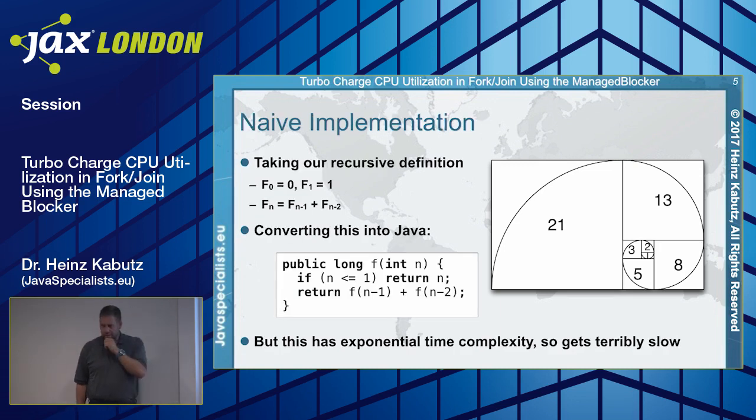Now, if you write a naive implementation like this, where you say long f(int n): if n is less than or equal to 1, return n, otherwise return f(n minus 1) plus f(n minus 2). If you have a direct conversion from maths into Java like that, you actually end up working out the previous numbers over and over again, and the computational time complexity of this function is in itself a Fibonacci series. Therefore, it's going to get very slow very quickly. It's almost exponential time.